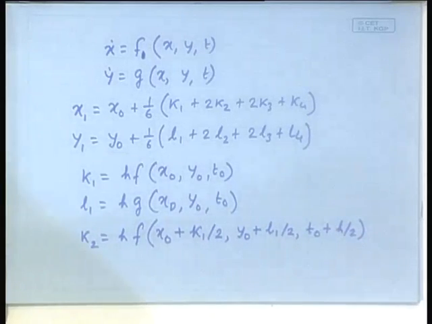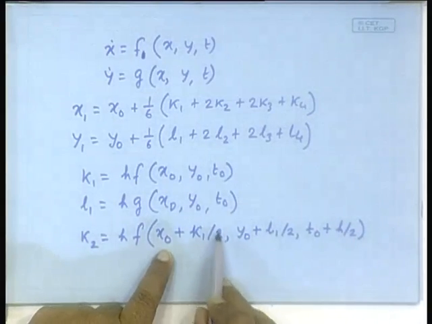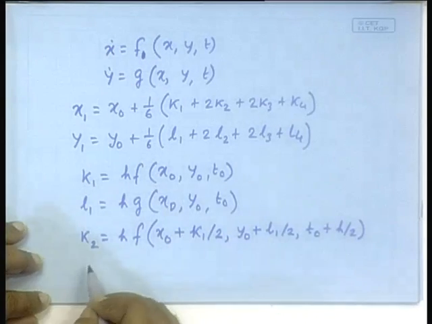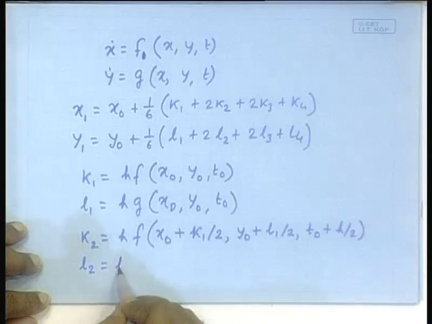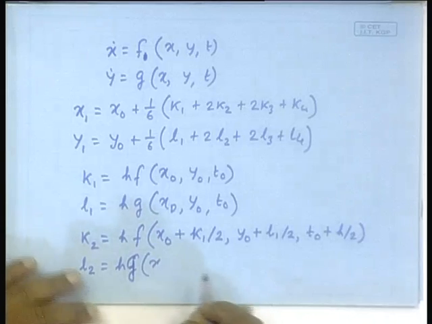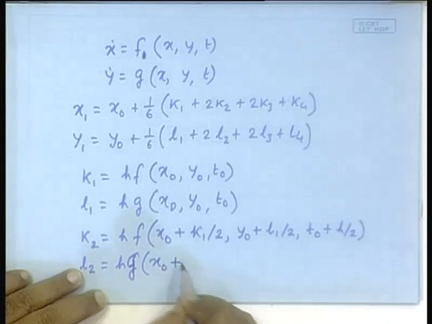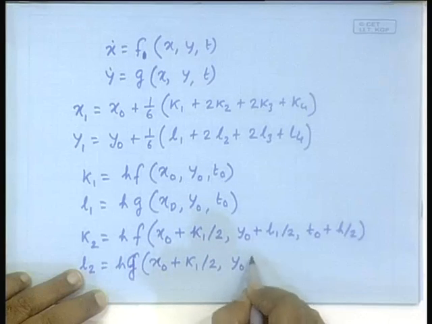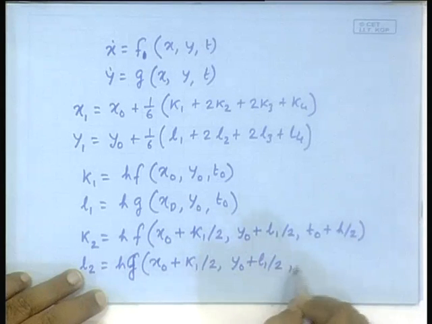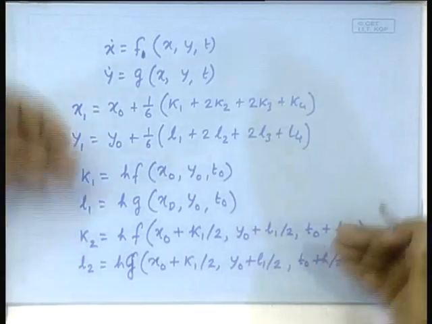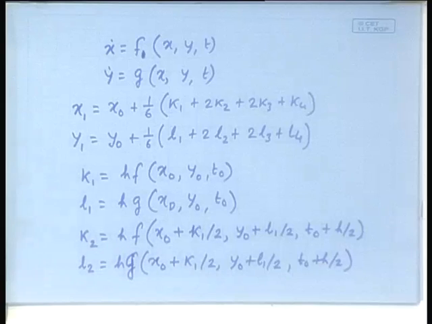Okay. So, the conceptual change is that while you are changing this, the y has to also be changed to the next step. Similarly, L 2 is equal to h g of x naught plus k 1 by 2, y naught plus L 1 by 2, t naught plus h by 2. Okay. Next step goes in exactly the same way. Fine.